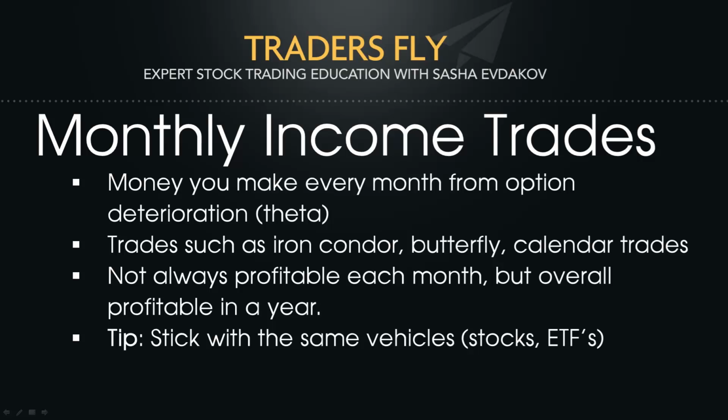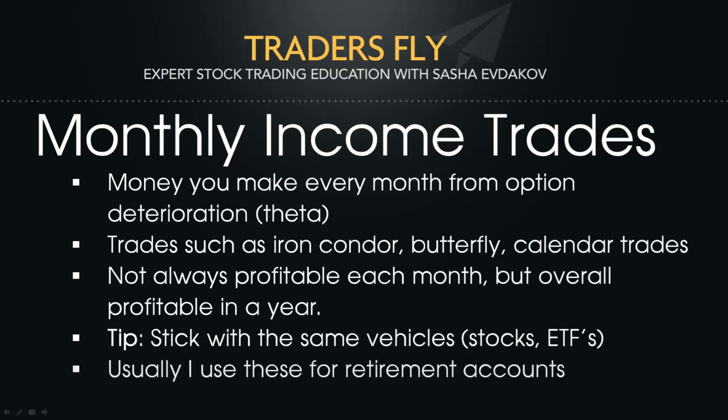Then another month they'll do the Dow Jones or the diamonds. So what you want to do is month after month, stick with the same vehicle and slowly tweak your strategies. Over time, it's going to get boring, but you'll be very consistent in your nature of doing monthly income trades. Usually I use these for retirement accounts, but you can use them for also your regular and standard accounts as well.